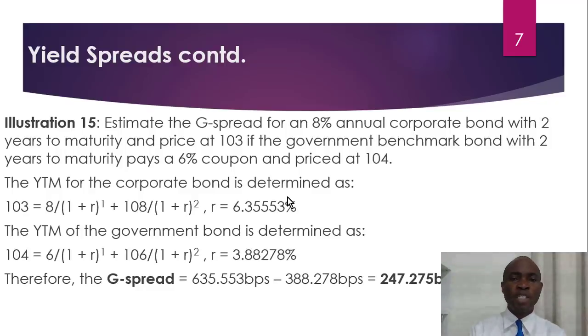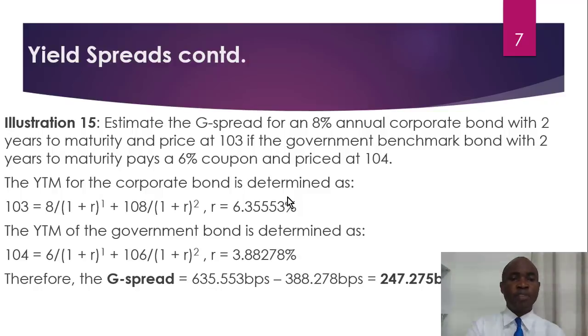Now, let's take an example, illustration 15. Estimate the G spread for an 8% annual corporate bond with 2 years to maturity and priced at 103 if the government benchmark bond with 2 years to maturity pays a 6% coupon and is priced at 104. Now, we want to calculate the G spread, the government spread between a risky bond and a risk-free bond. And what we're doing here is calculating the yield on the government bond, the yield on the risky bond, and then finding the difference.